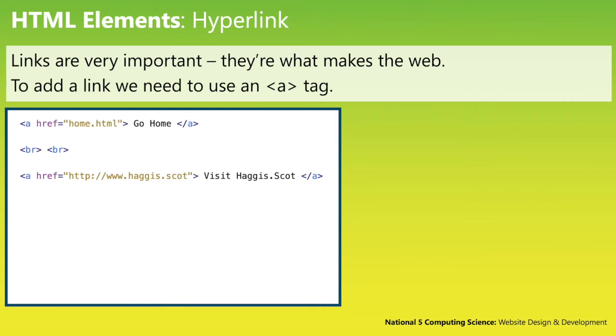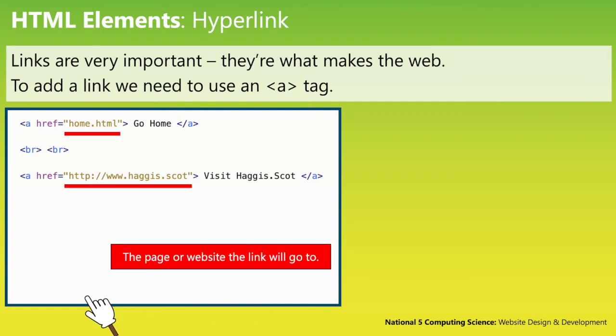Hyperlinks are an important part of websites because they make a website a website. They link a single web page to multiple different pages within our website. There are two main parts to a hyperlink. Firstly, we need to know what tag to use, and we use the A tag. The first part of the opening tag is the page or the website the link will go to.